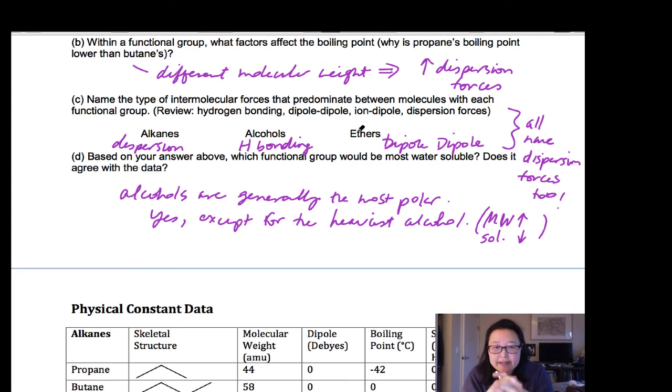Based on your answer above, which functional group is most water-soluble? So if you think about water, water's very polar, and alcohols, OHs, are very polar, so they have a compatible intermolecular force, which is hydrogen bonding. So that's where we get the term like dissolves like. Nonpolar with nonpolar, dispersion forces, polar with polar, dipole-dipole. Hydrogen bonding is for very polar with each other.